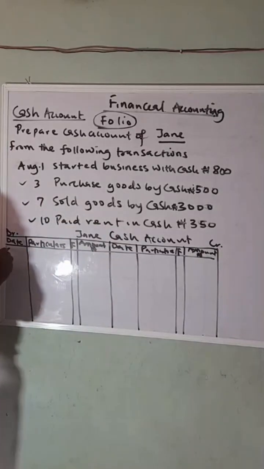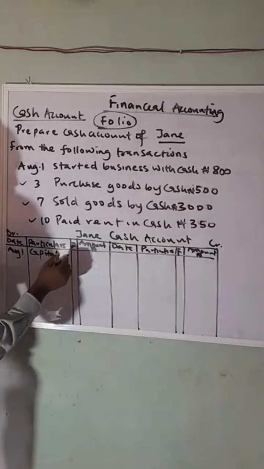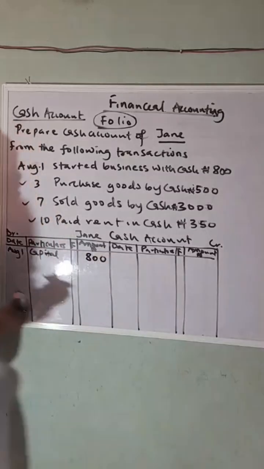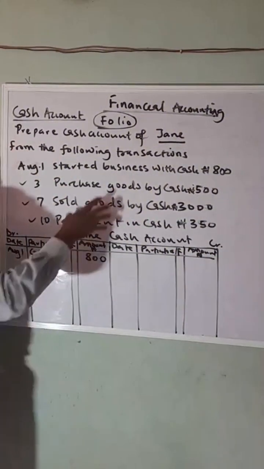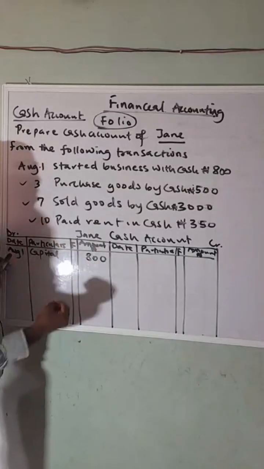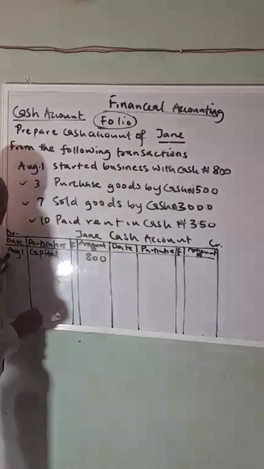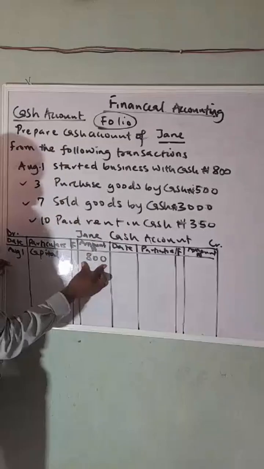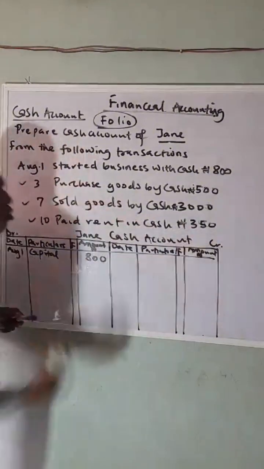I'll write on the debit side, date, August 1. I'll write capital, or sometimes balance brought down. Here is the capital, and here is 800 Naira. Because the person starting the business, that means the business is receiving. Remember, the business is different from the owner. There is what we call the entity concept. That concept separates the owner of the business from the business. So Jane is different from this business. Jane is the owner, but the business is different from Jane. So the business is receiving 800 Naira to start the business. So when the business receives, we debit. When the business gives out, we credit.